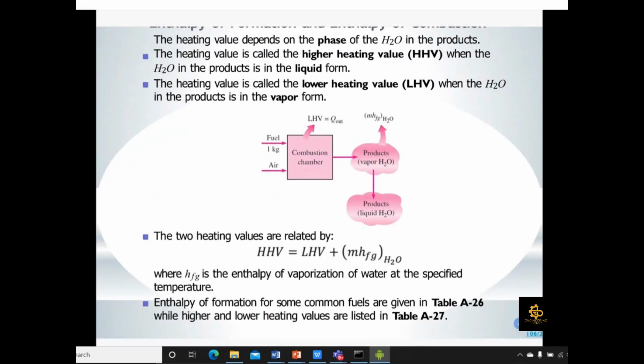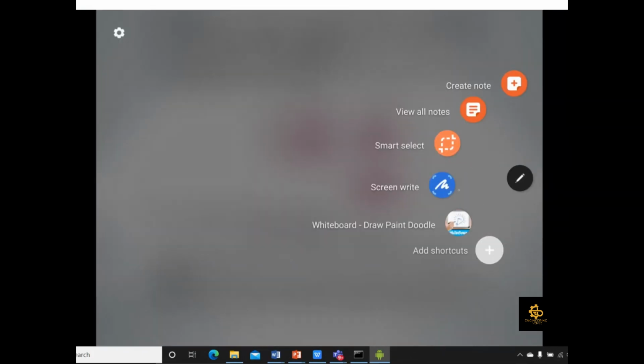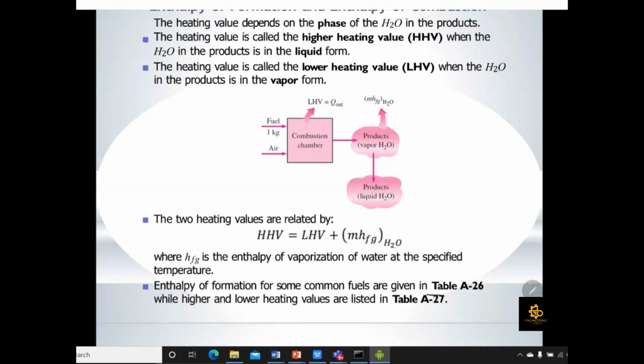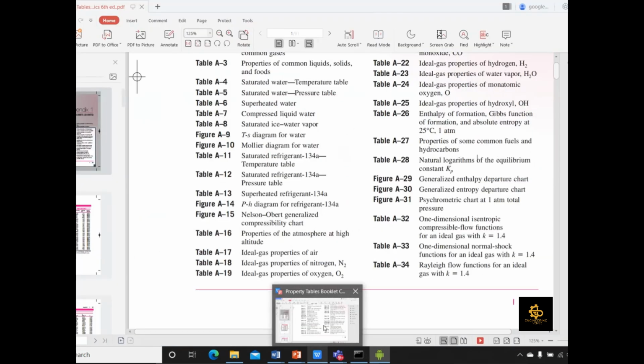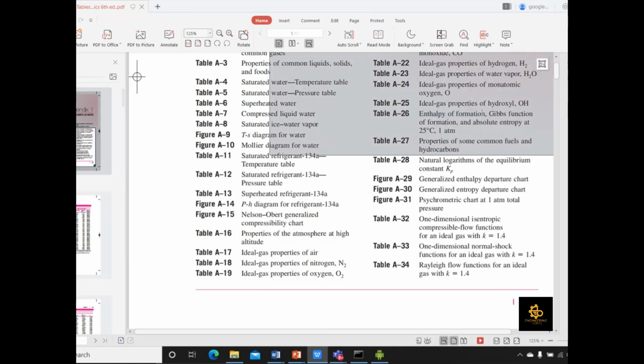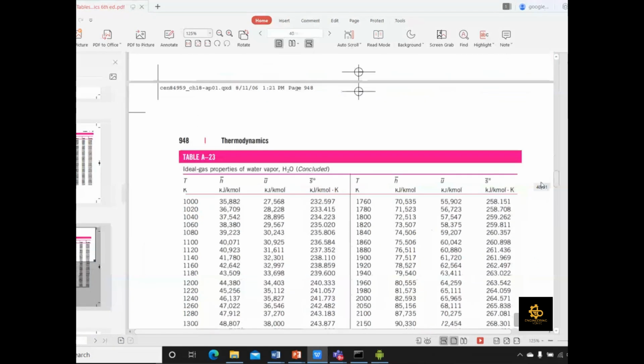Now, whenever we have to talk about enthalpy of formation, we have to consider two tables: table A26 and table A27. Table A26 gives the enthalpy of formation, and table A27 gives properties of some fuels and hydrocarbons. We can use these tables for finding the enthalpy of formation directly, and sometimes we use them for solving problems as well.